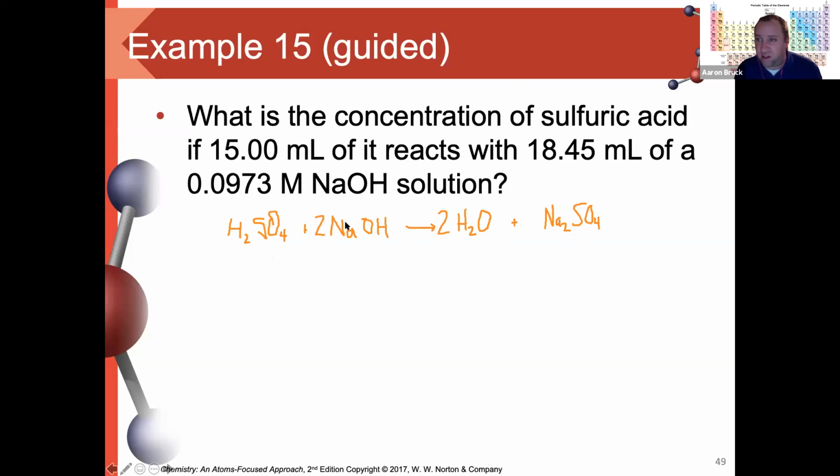The reason this is important is that if you had just thrown this immediately into the equation, you would have had ones in those denominators, and this is not a one-to-one relationship. You'd have ended up with an answer that was off by a factor of 2. So now that we have all of the information in front of us, we can do the calculation. Molarity of the acid multiplied by its volume, 15.00 milliliters, divided by its coefficient, 1, is equal to the molarity of the base, 0.0973 molar, multiplied by its volume, 18.45 milliliters, divided by its coefficient, 2.